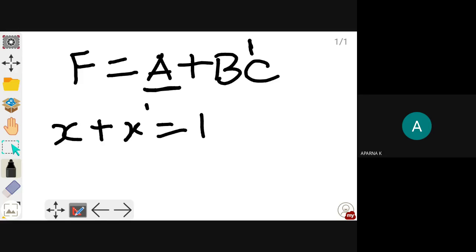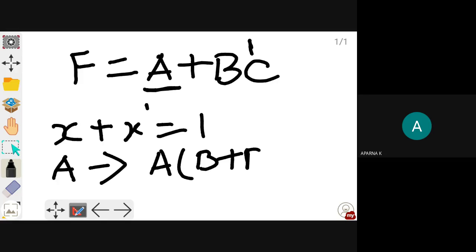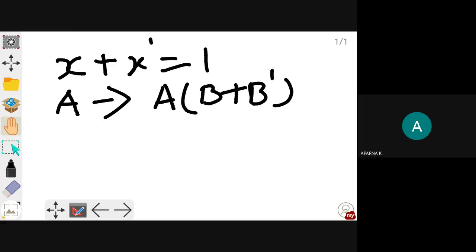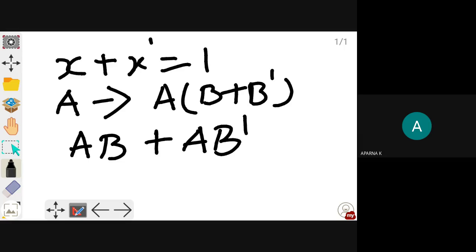So what you have to do? In the A term, B and C are missing. First you include B. How can you include B? A should be multiplied by B plus B dash, because B plus B dash will give you 1 and A into 1 will give you the same A. So no change in it. So you have to include B plus B dash. So what will you get? AB plus AB dash.